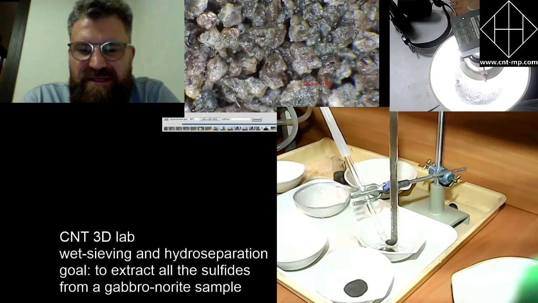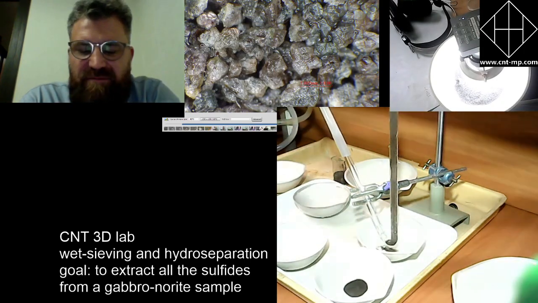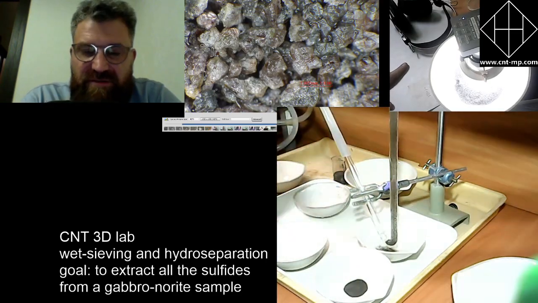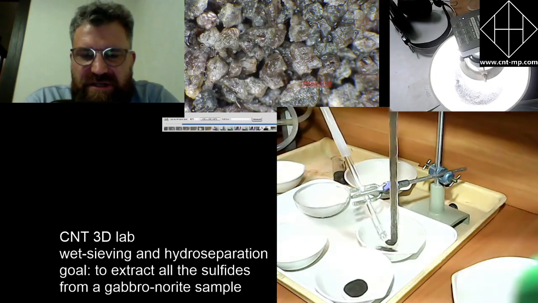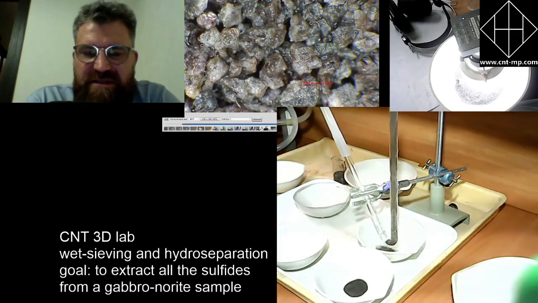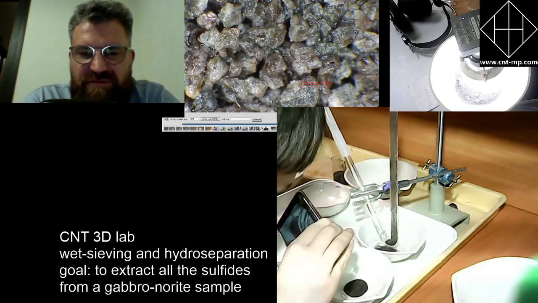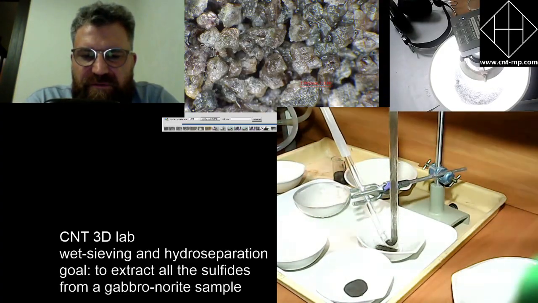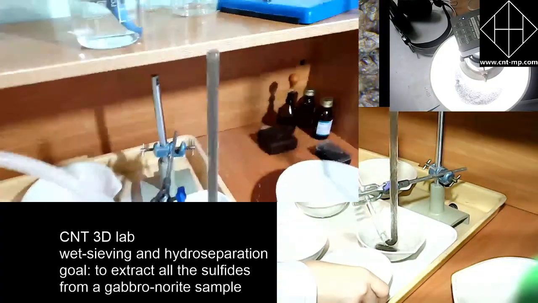We have already found the pyrite grain in the coarse grain fraction in the preliminary concentrate, which proves that we have recovered sulfides throughout the whole range of grain sizes. And the only way to separate these sulfides would be to use hydroseparation. But yeah, we should see it in a moment. I don't know why we can't see it.